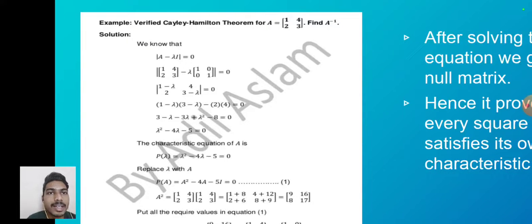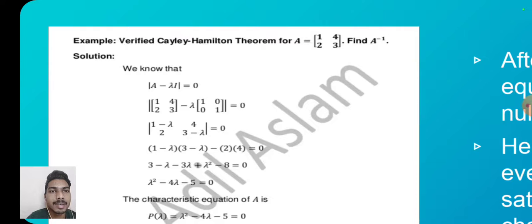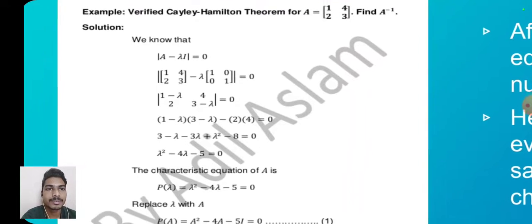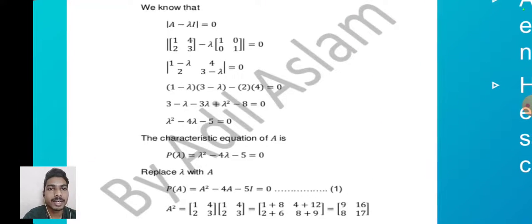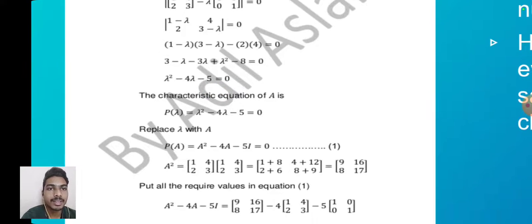So we know that the characteristic equation is |A - lambda I| = 0. We substitute the matrix A and the identity matrix I, that is [[1, 0], [0, 1]] for a 2 by 2 matrix, and set the determinant equal to 0. After solving, we get the equation lambda squared minus 4 lambda minus 5 equals 0. So the characteristic equation of A is p(lambda) = lambda^2 - 4 lambda - 5 = 0.